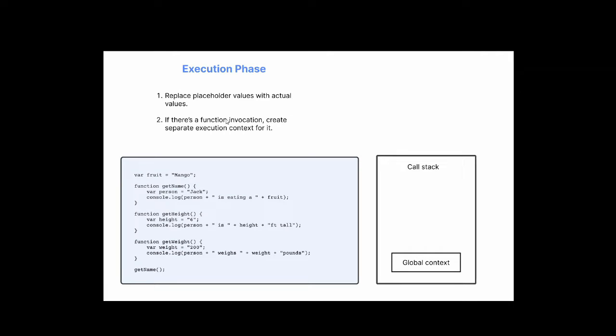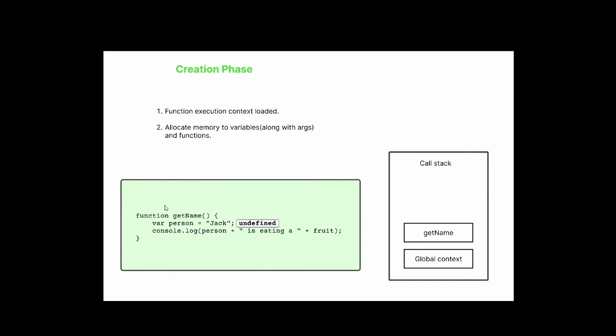In the execution phase, it will replace the undefined that was assigned in the creation phase with the original values. It will then look for any function invocations in the file. If it does come across a function invocation, it will create a separate functional execution context for that function. It will add it to the call stack and then move on to the creation phase of that function.